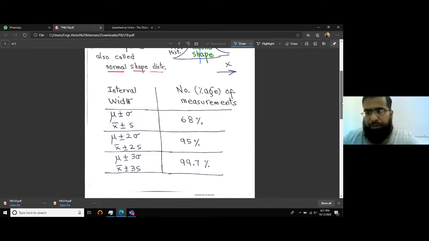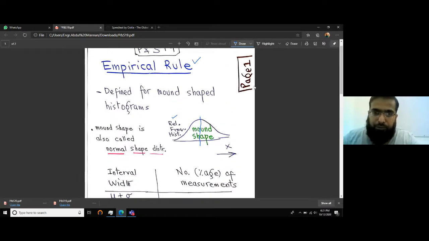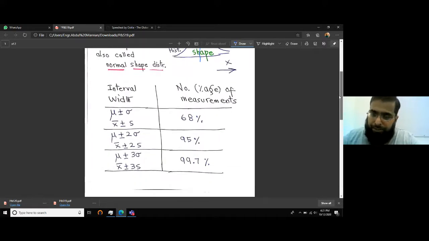If we have 100 measurements, around 68 will lie in this interval. The term is not "at least." We studied the term "at least" for Chebyshev's theorem, but here we don't use it. We say "around." So that's the basic difference. In Chebyshev's theorem, we use the term "at least," but for this empirical rule, we use the term "around" or "approximately." So in this interval, approximately, we get 68% of measurements.